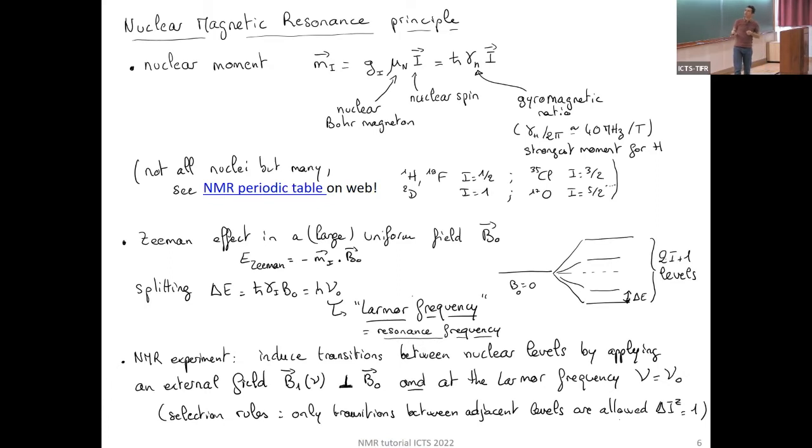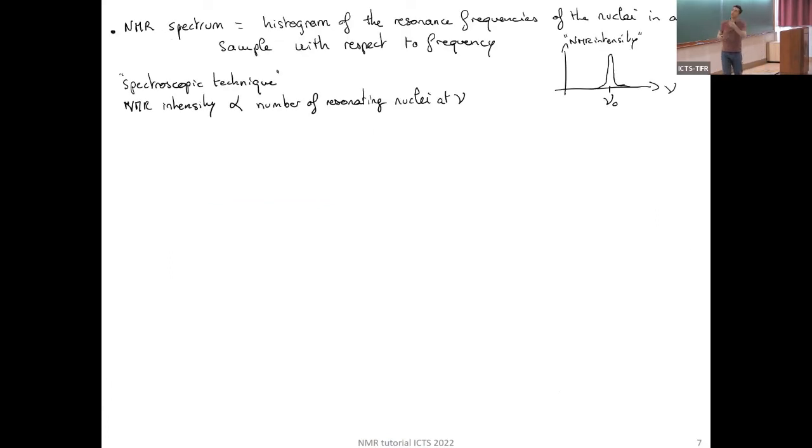That's very classical. So what is an NMR spectrum? An NMR spectrum is the histogram of the different resonance frequencies that you have in your system as a function of the frequency. Okay. So you can scan the frequency of your B1 field, and for each frequency, you can monitor how many nuclei have this specific resonance frequency. That's the NMR spectrum. We call it the NMR intensity, a number proportional to the number of nuclei as a function of the frequency.